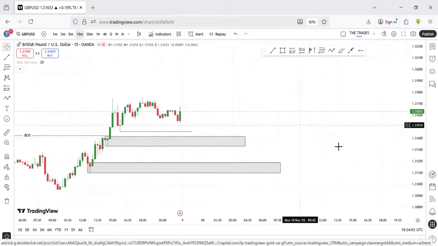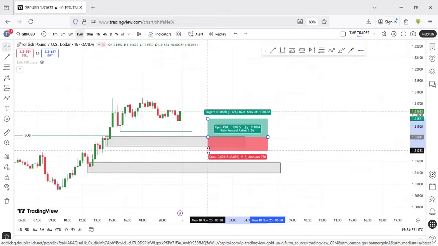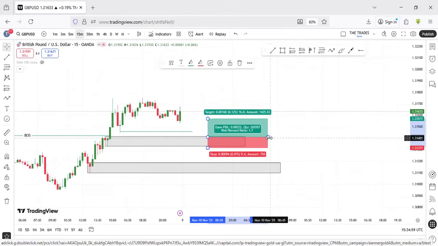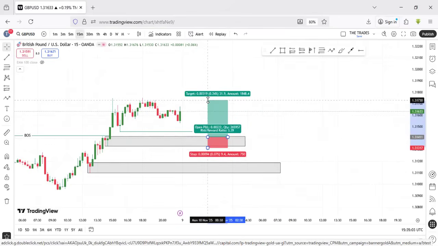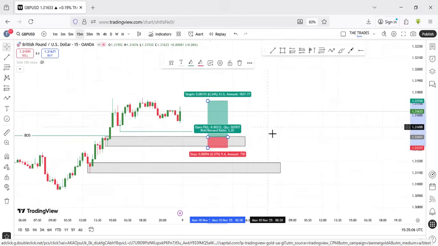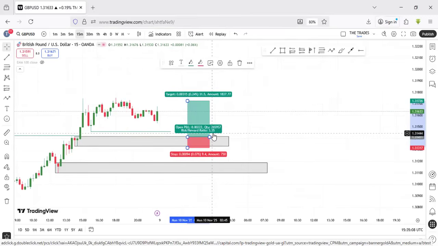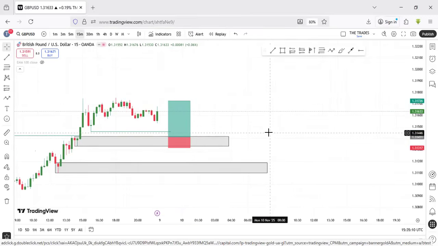Now, I think my first entry will be from this particular place, with my stop loss below this. Then I will target this high. Remember, 3-to-1 risk reward is more than okay for you in the market. Don't be greedy in the market, right?